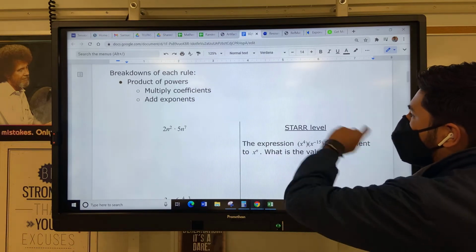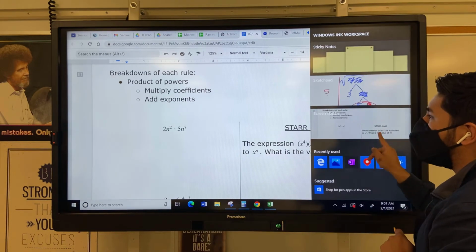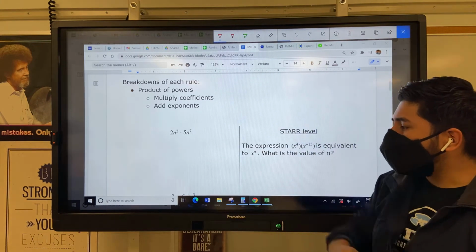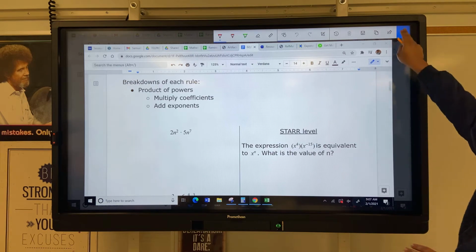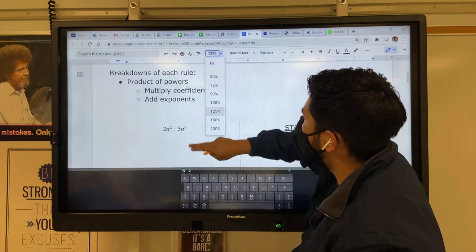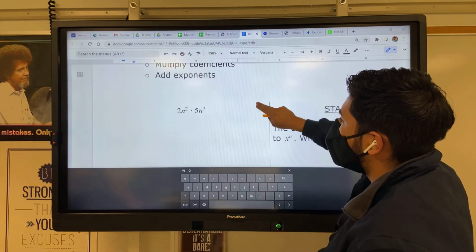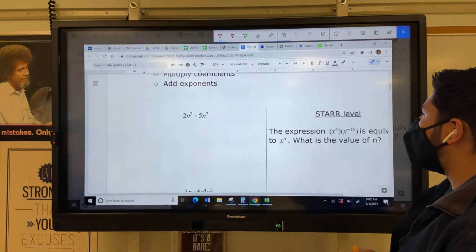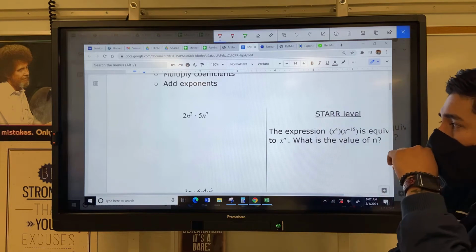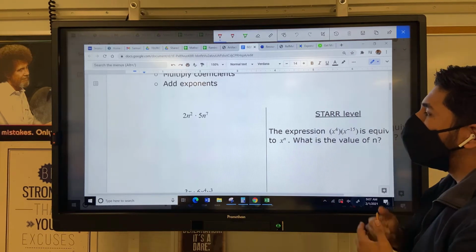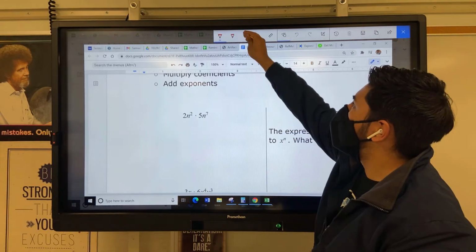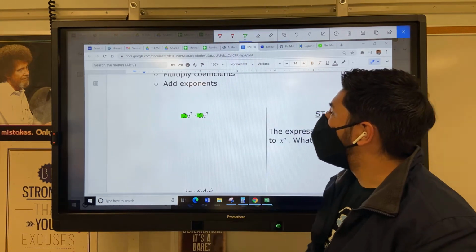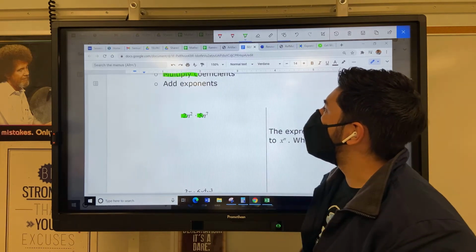Breakdowns of each rule, I just told you right there. Product of powers, we're going to be multiplying the coefficients, adding the exponents. First example is right there. Let me zoom in a little bit. Two little examples, and then we have a STAR level question. So, what is a coefficient? My coefficients are 2 and 5. What is that telling me to do? We're going to be multiplying those two numbers.